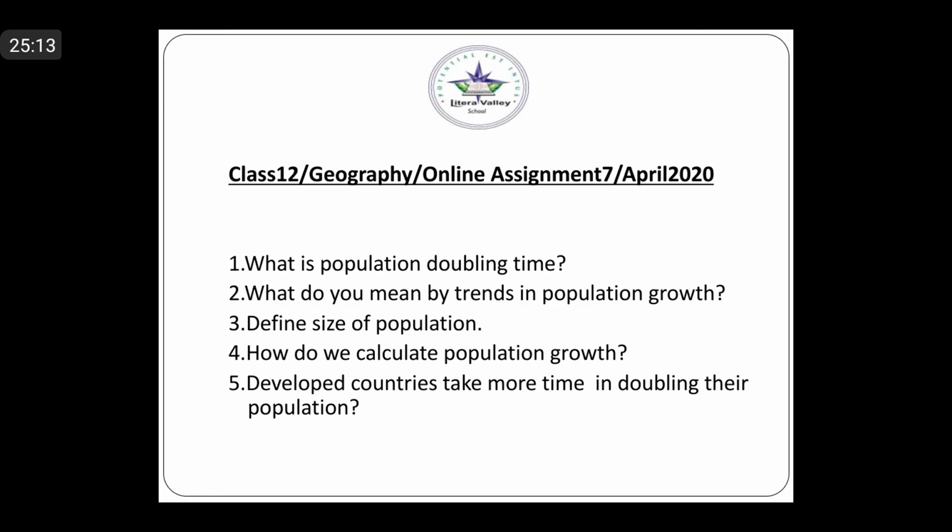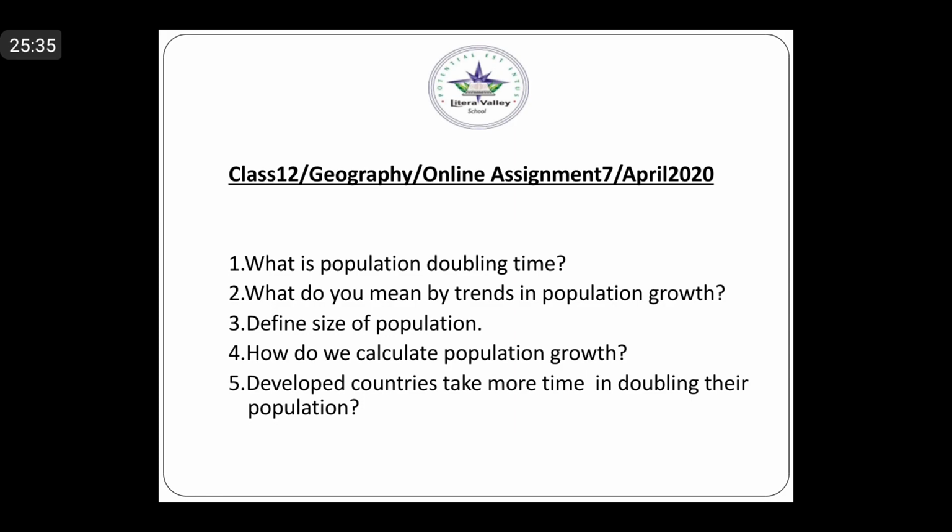Then advancement in medical sciences, with control over epidemics and other communicable diseases, resulted in a decrease in the death rate all over the world. So we have discussed these things today.